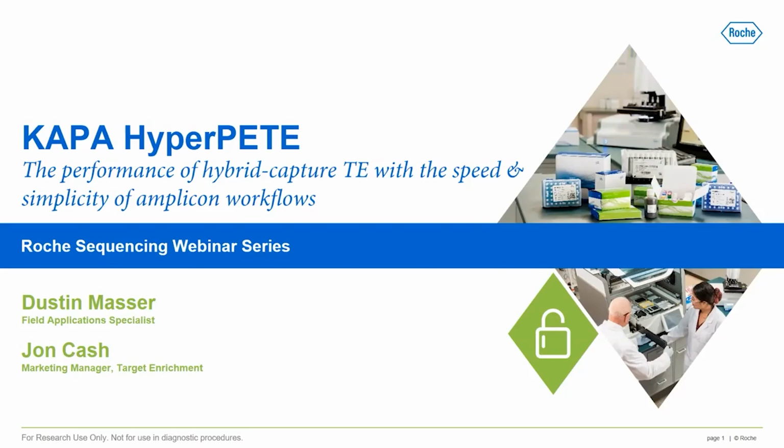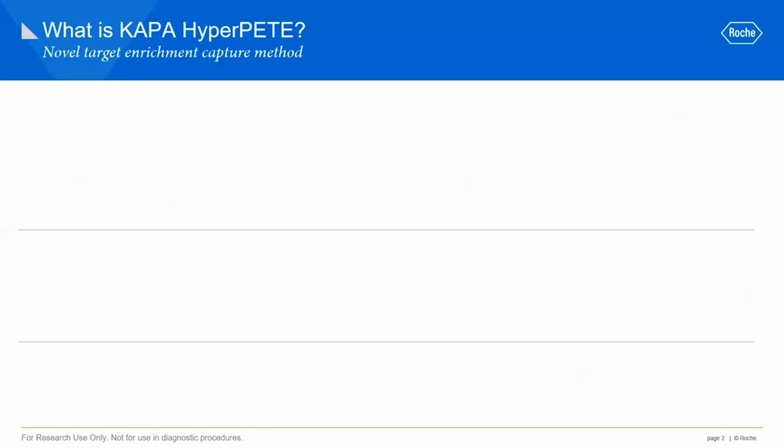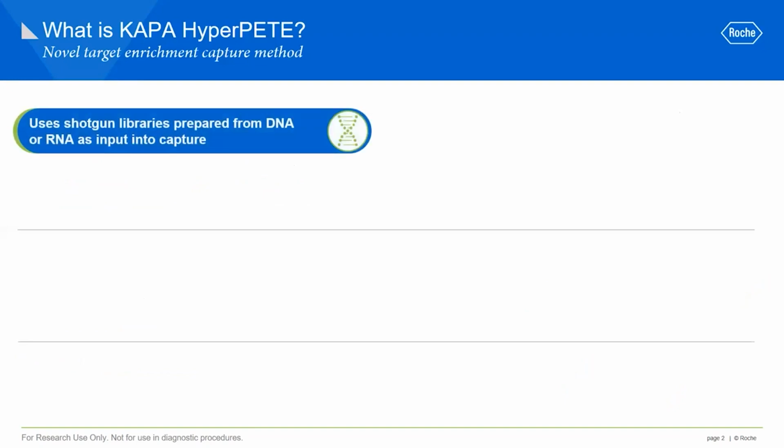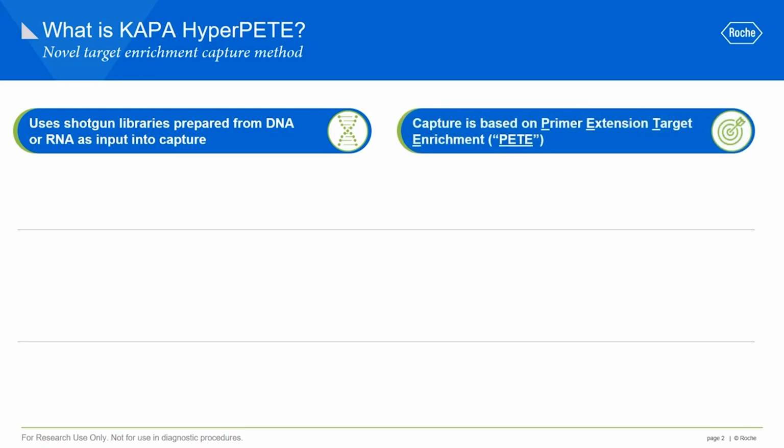Today we'll be talking about a new target enrichment technology that Roche has recently launched called KAPA HyperPETE. And with that, I would like to give you a high-level overview of what this novel target enrichment capture method is all about. First and foremost, like most target enrichment technologies, it's going to use shotgun libraries prepared from DNA or RNA as an input into capture. Next, you may be asking yourself, what does PETE stand for? Well, it's an acronym that stands for Primer Extension Target Enrichment, therefore KAPA HyperPETE.